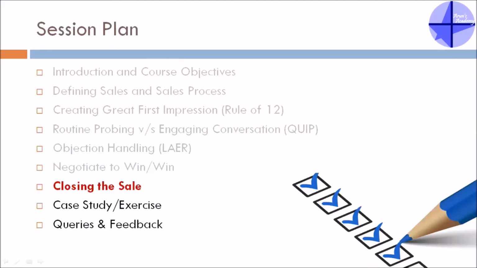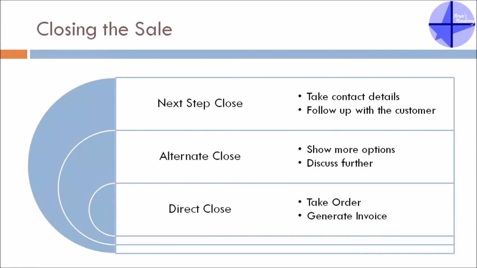Let us now get into closing the sale. From the point of view of a salesman, this stage is the most important. Whatever the salesman is doing, the end result which he or she is expecting is to close the sale, because that is counted as a number for the salesman, right? And when we talk about closing the sale, there can be three types of closure, which are 1. Direct close, 2. Alternate close, and 3. Next step close.